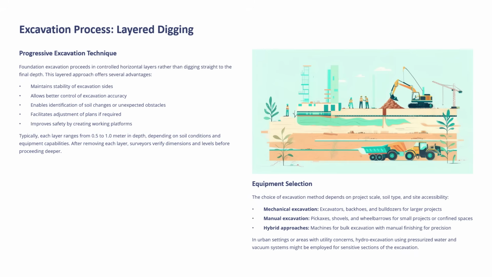In mechanical excavation, you need excavators, backhoes, and bulldozers for large projects. For small projects or in confined areas, we generally use pickaxes, shovels, and wheelbarrows. In the hybrid approach, machines are used for bulk excavation and manual finishing is done for precision. In urban areas with utility concerns, hydro excavation using pressurized water and vacuum systems might be employed for sensitive sections of the excavation.